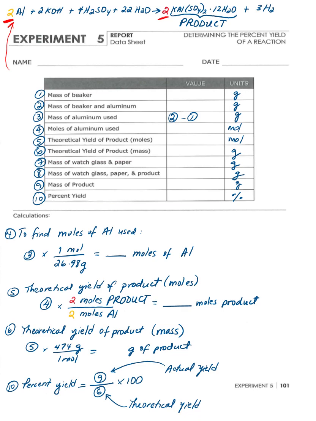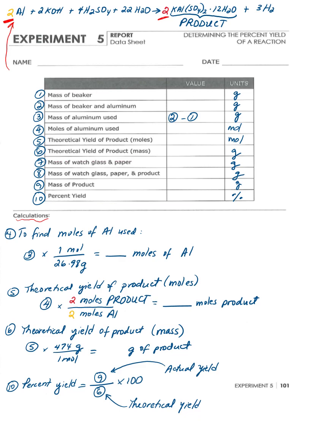So you have the mass of your beaker, the mass of the beaker with the aluminum. You were supposed to have a mass of aluminum close to 1 gram. Now the mass of the aluminum will be the mass of your beaker and aluminum minus the mass of the empty beaker. That will give you how much aluminum you're using. Here under calculations, I have numbers 4, 5, 6, and 10, which are the calculations that you need to complete for the table.